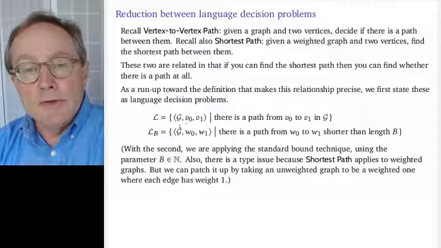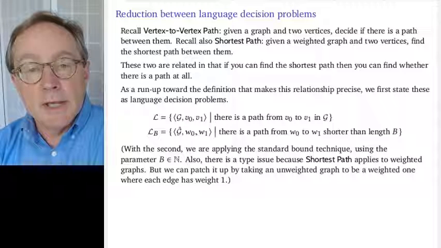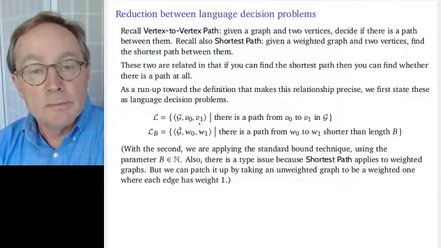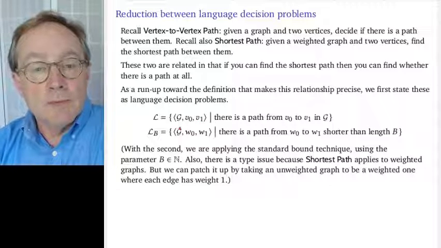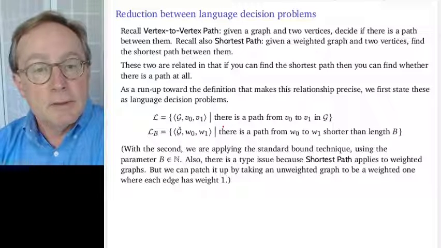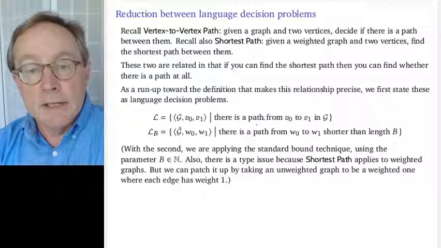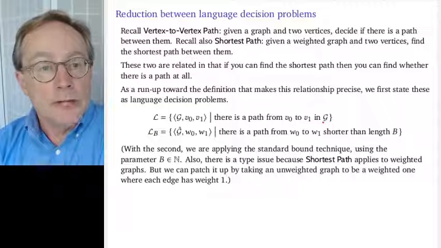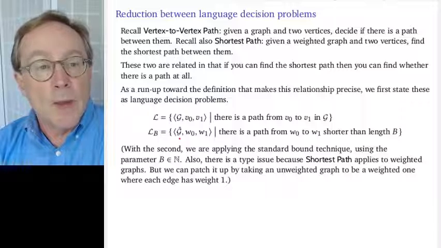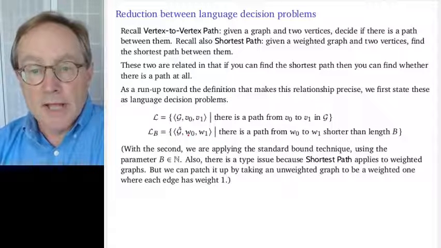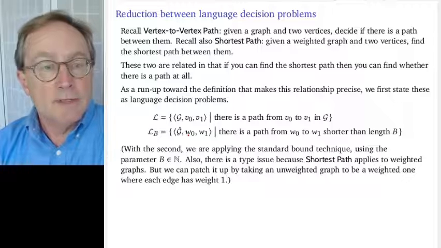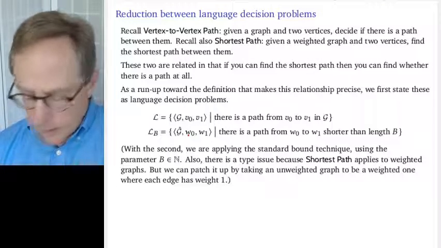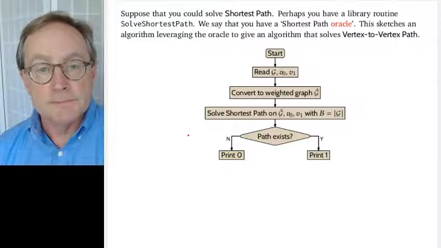Okay, so we're claiming that if you can solve the shortest path problem, then you can for sure solve the is-there-a-path problem. A person might notice that there's a bit of a type issue: in the top line, G is an unweighted graph, and in the bottom line, G hat is a weighted graph. But we can patch that up by taking the unweighted graph and shifting it over to be a graph where every edge has weight 1. So we're not going to worry too much about that type problem.